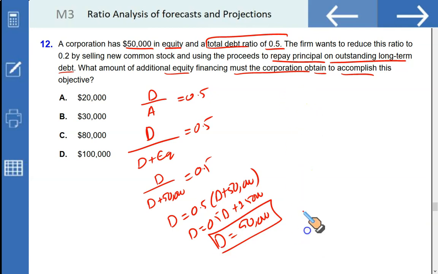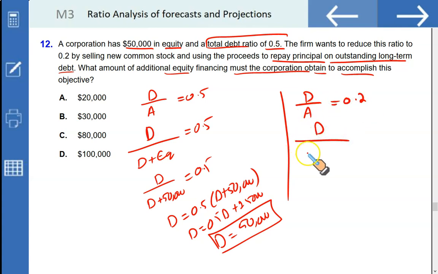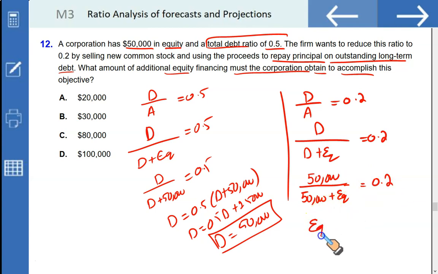Now we want our new debt ratio, debt upon assets, to be 0.2, right? We know assets can be replaced with debt and equity. We want the result to be 0.2. Right now our debt is 50. What should be the level of equity so as to bring the ratio down from 0.5 to 0.2? If you make equity the subject of this equation, equity has to go up, and a simplification will give you $80,000.